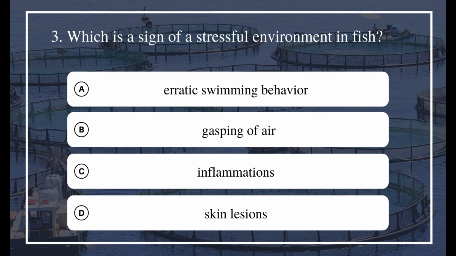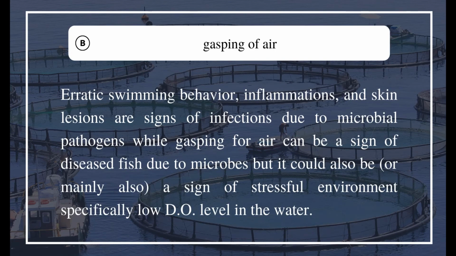3. Which is a sign of a stressful environment in fish? A. Erratic swimming behavior. B. Gasping of air. C. Inflammations. D. Skin lesions. The answer is B. Gasping of air. Erratic swimming behavior, inflammations, and skin lesions are signs of infections due to microbial pathogens, while gasping for air can be a sign of diseased fish due to microbes, but it could also be, or mainly also, a sign of stressful environment, specifically low DO level in the water.